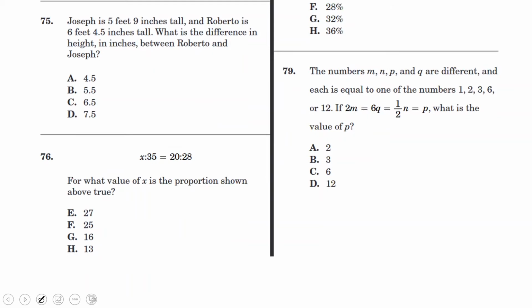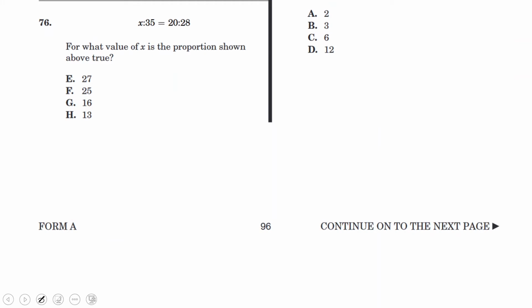Trick. Great trick. Joseph is 5 feet 9 inches tall, and Roberto is 6. All right. So we got 5 and 9 versus 6 and 4.5. Oops. 4.5. All right, so to get to the 6 inches, that's 3 inches plus another 4.5. So it's 7.5 inches total. D.